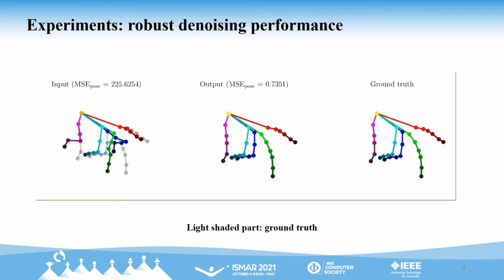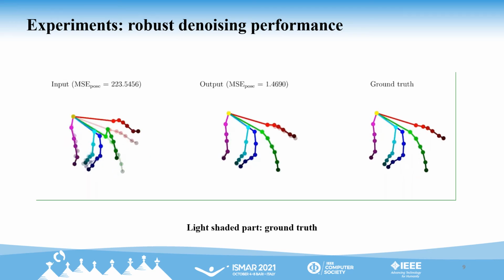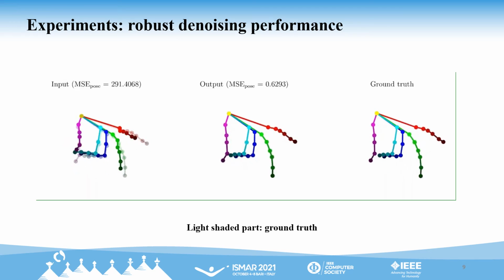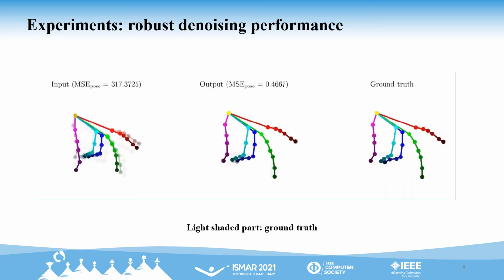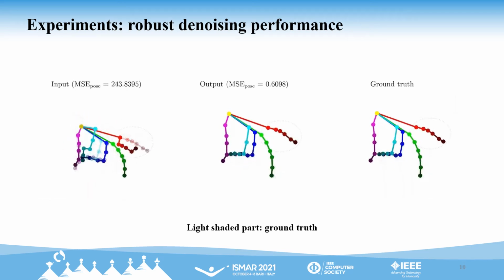Experiment: robust denoising performance. This is a live demo of hand motion denoising using our method, STGAE. In this demo, the lighter shaded part represents the ground truth. As can be seen, for a deformed motion, STGAE works pretty well.